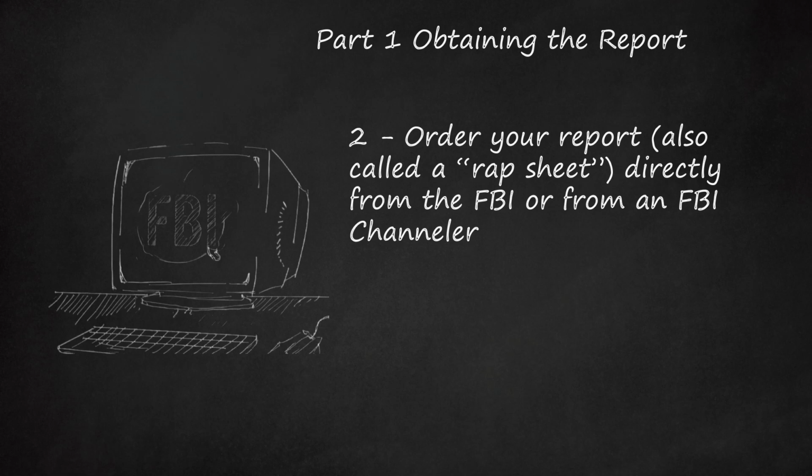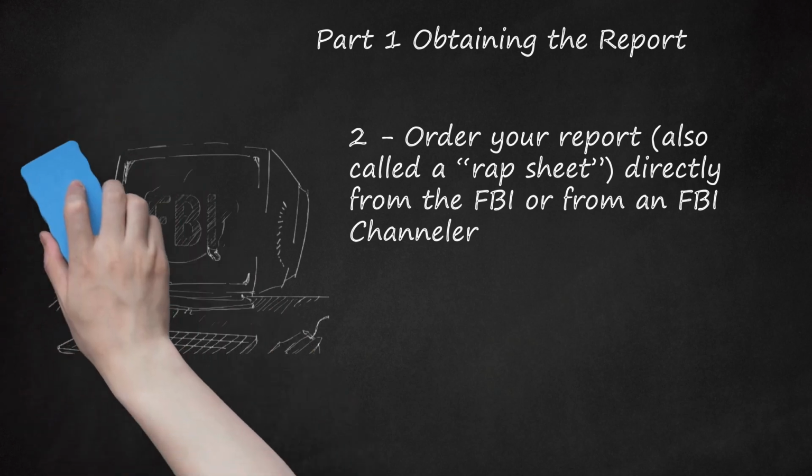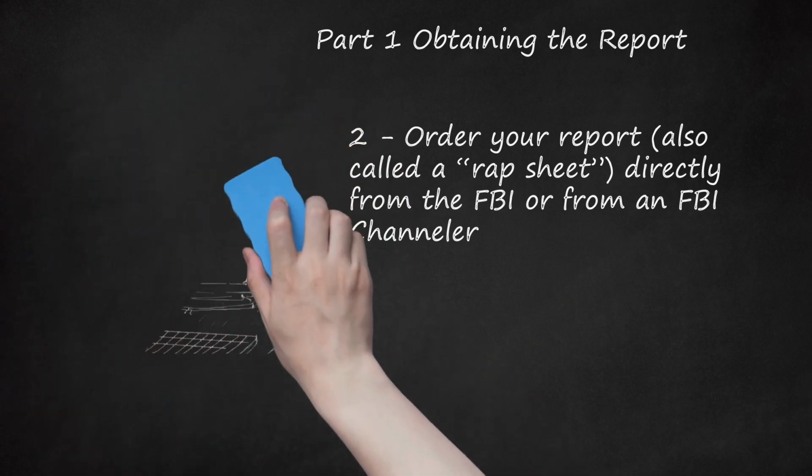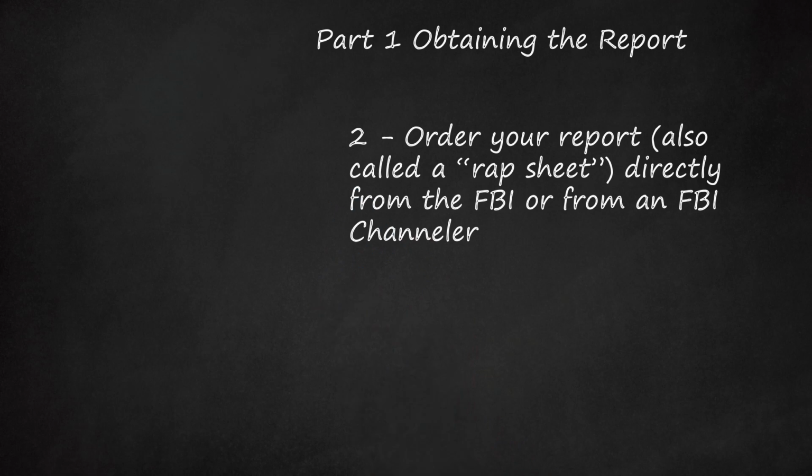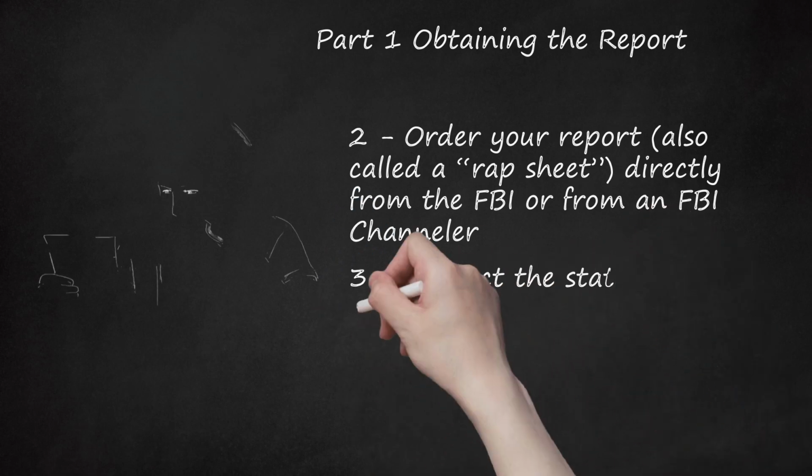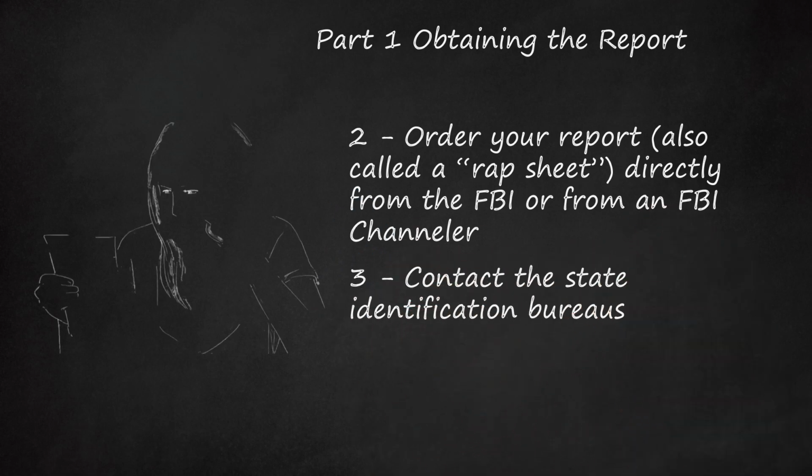FBI-approved channelers are companies authorized by the FBI to provide criminal history record reports. Although the fee is higher, around $40, you can get your report more quickly, 5 to 7 business days with standard shipping.